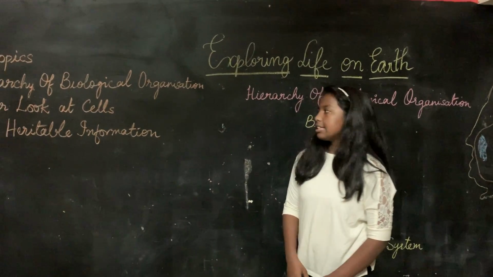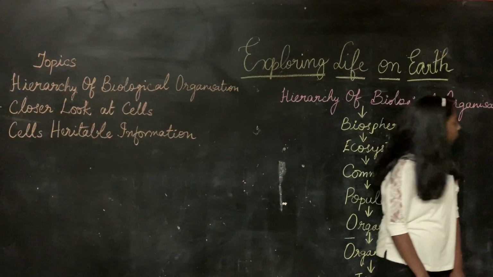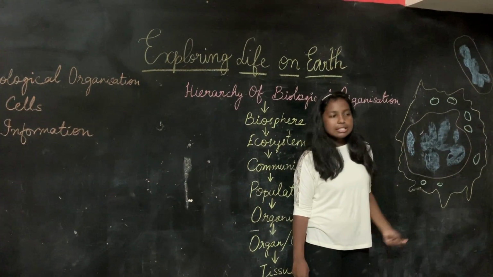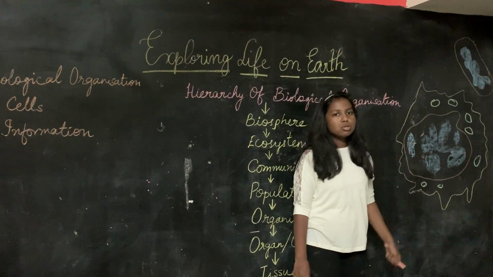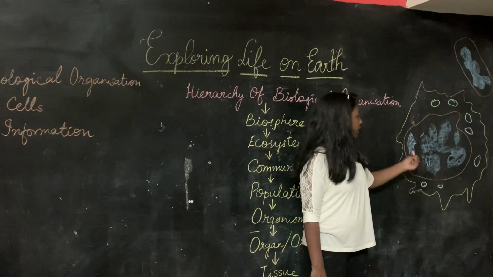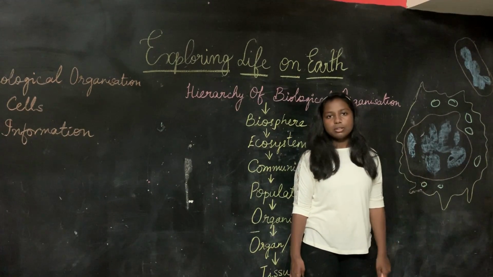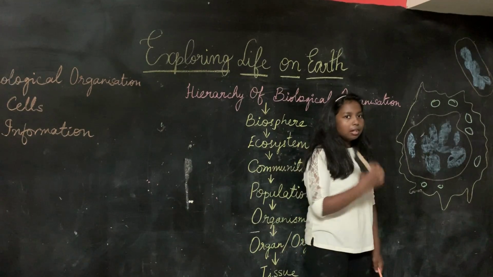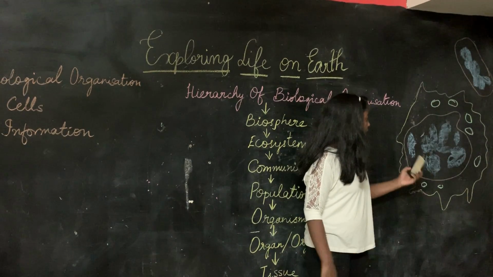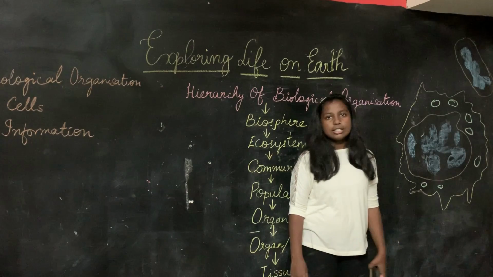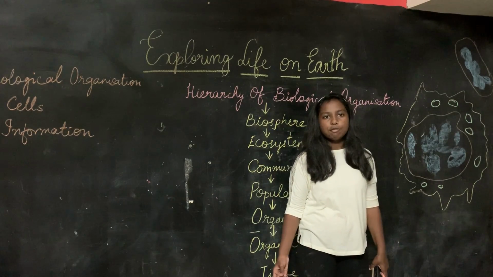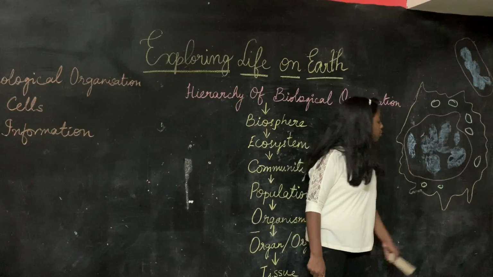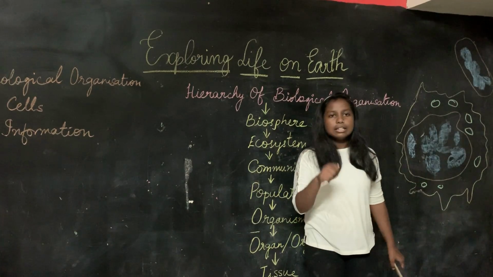Okay, then cell's heritable information. In a cell, as I told you earlier, inside the nucleus there are chromosomes which consist of DNA. DNA refers to the heritable information from both the parents. The DNA consists of genes which contain the information. Genes are like the storehouse of information.